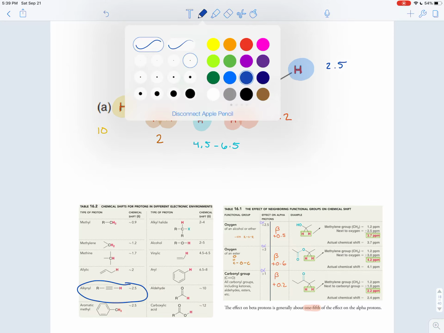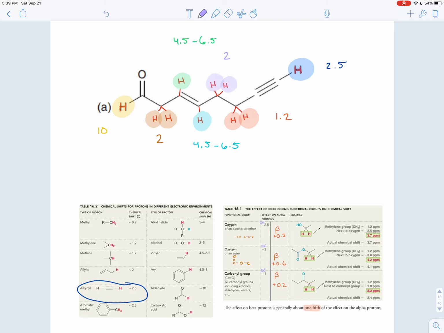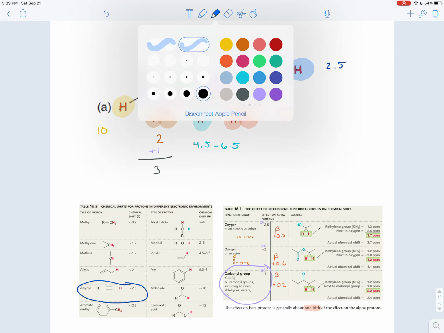And so in this case, we do have an electronegative atom. It is the carbonyl right there. And so that's the carbonyl carbon. Right next to it, that's the alpha position. And if you're alpha to a carbonyl, you have to add 1 to the shift. And so these brown hydrogens really would appear not at 2, but at 3.